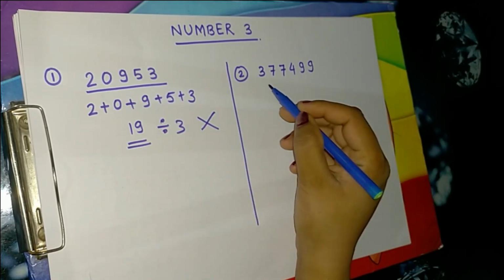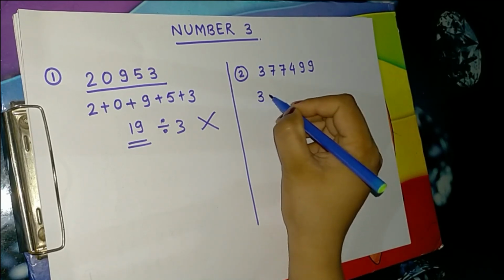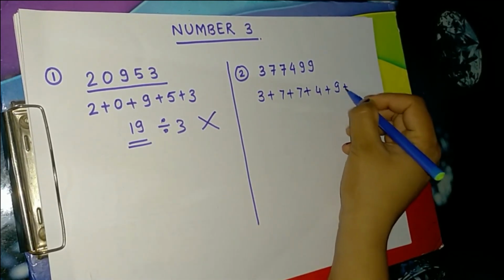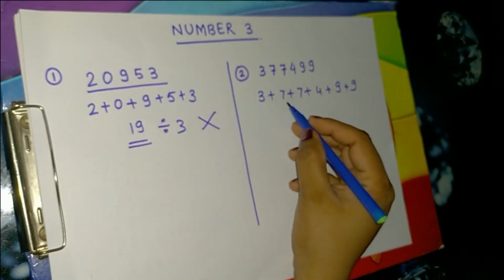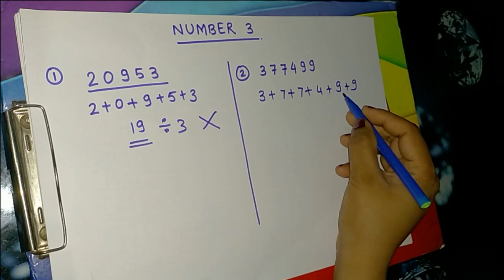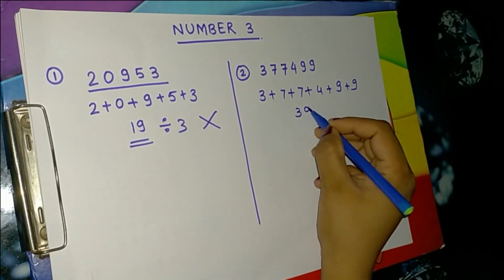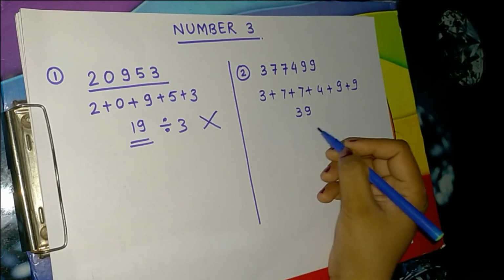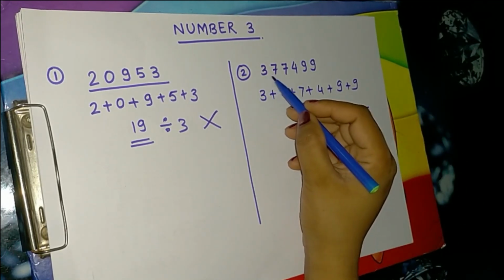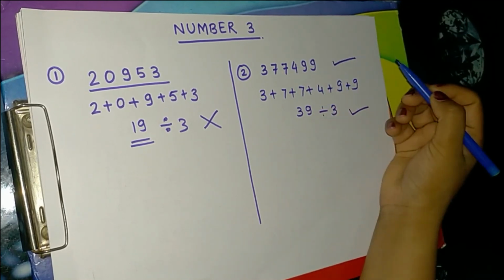Our second number is 3,77,499, and when we add the individual digits of this number here like this, we get 3 plus 7, 10, 10 plus 7, 17, 17 plus 4, 21, 21 plus 9, 30, and 30 plus 9, 39. So here we got 39, and we know that 39 is divisible by 3. So we can say that this number 3,77,499 will also be divisible by 3.